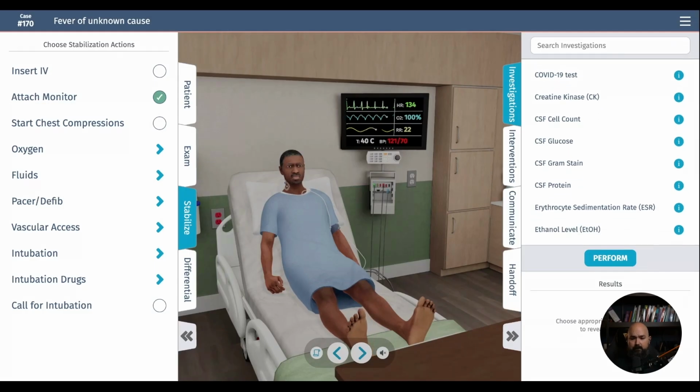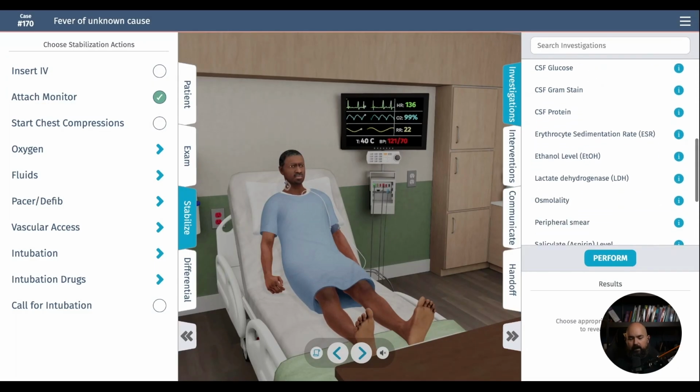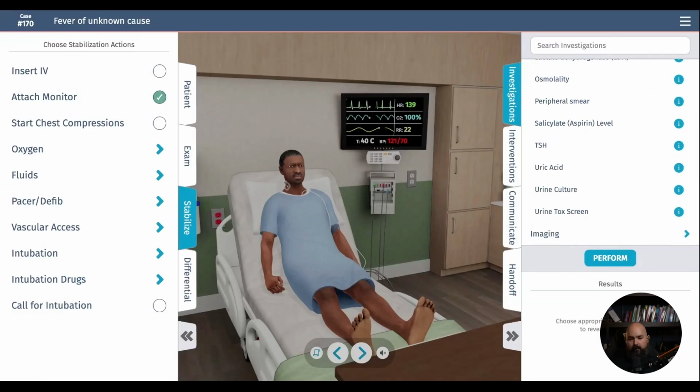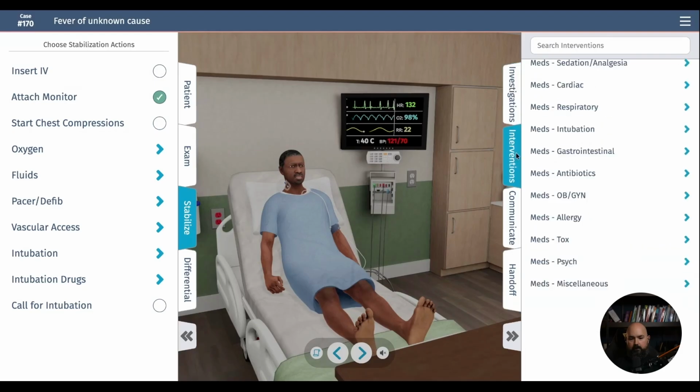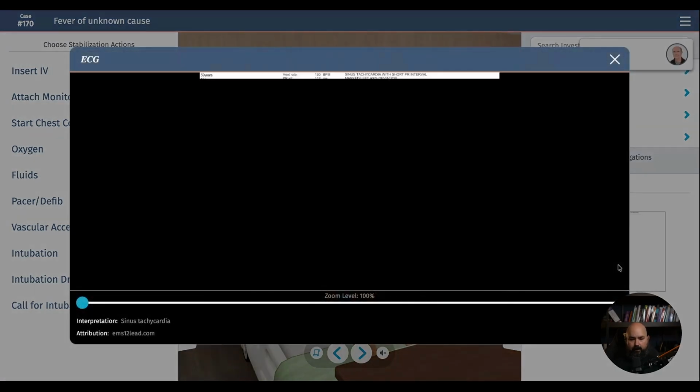COVID-19 test, no. We don't need a CK. Looks like we have some cerebrospinal fluid studies, sometimes sed rate, but again, not part of the standard. Those are all little rabbit holes that you can go down. Okay, so let's go ahead and fire off these investigations that we have.